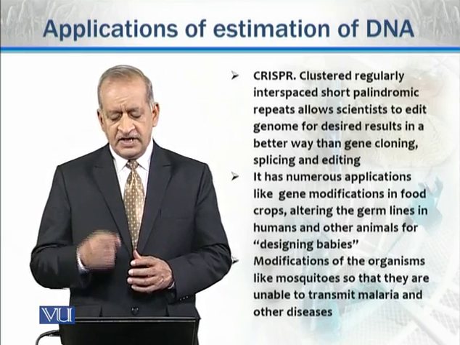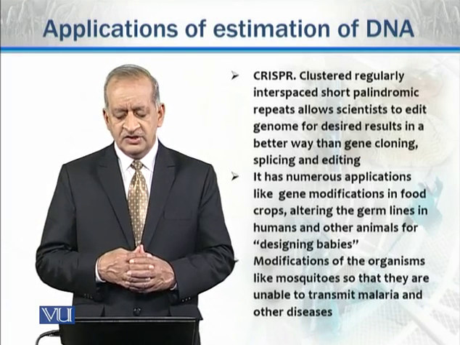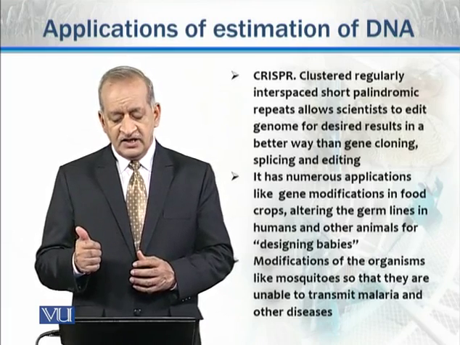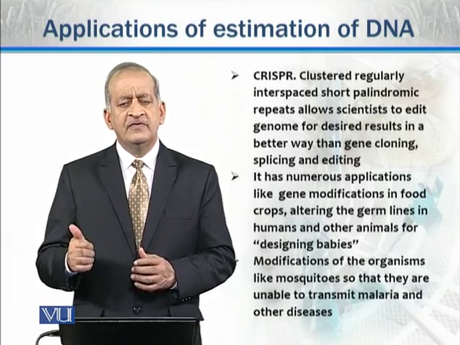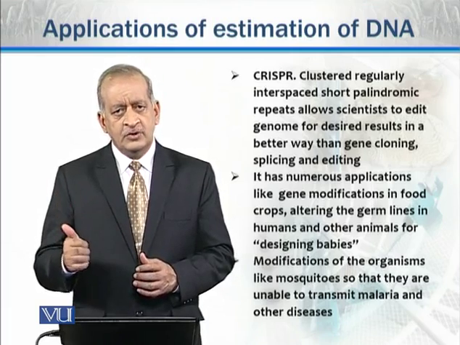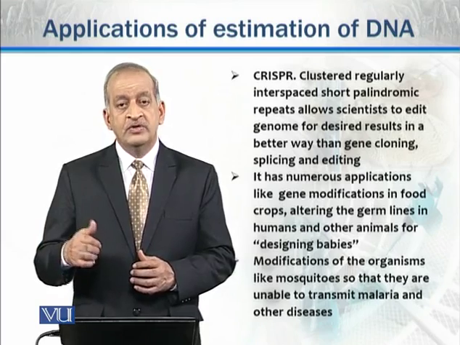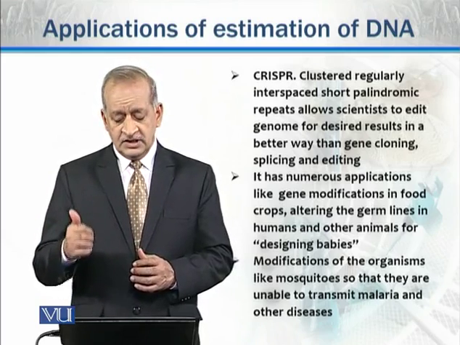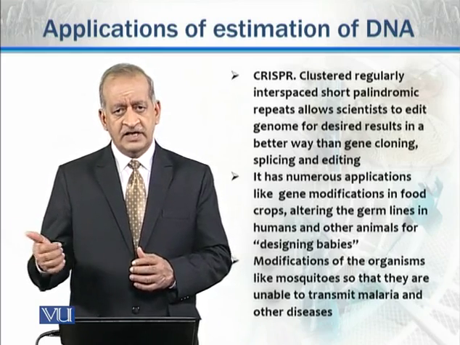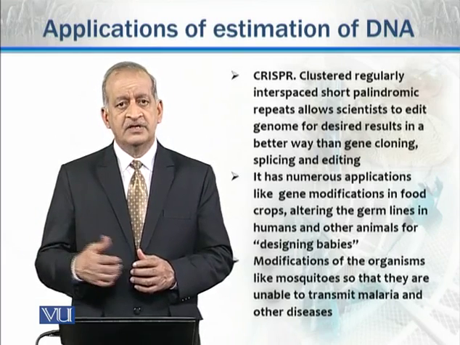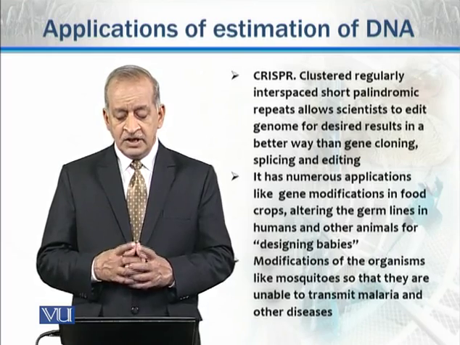We can alter the DNA in the germ lines in humans and other animals for designing babies. So we can have different offsprings of organisms and in human beings with desired characteristics, or accordingly desired characteristics से उनको हम further analyze जो वो कर सकते हैं.